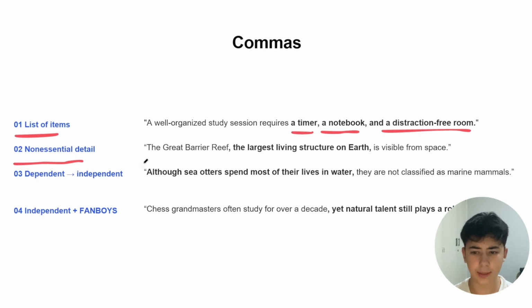Extra information that you could really delete from a sentence, and the sentence would work just fine. For example, in this sentence here, you can read that the Great Barrier Reef, the largest living structure on Earth, is visible from space. You can take it out, or you can just cross it out here, and you can reread the sentence again, and it would make sense. Let's read this again. So, the Great Barrier Reef is visible from space. The sentence still makes sense.